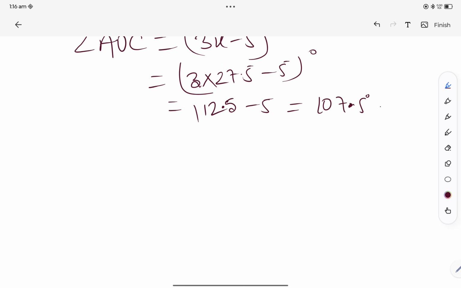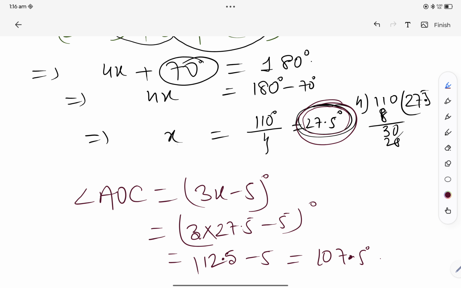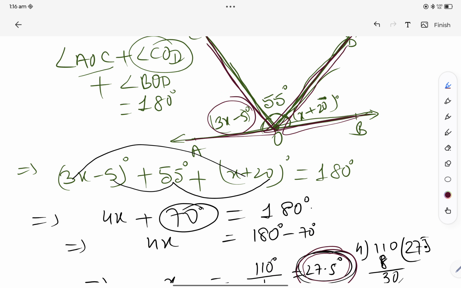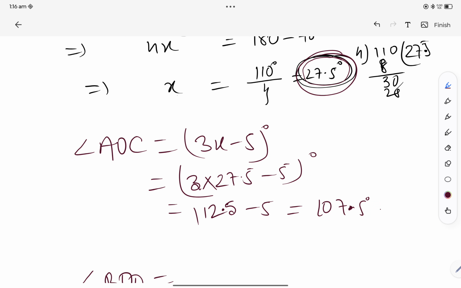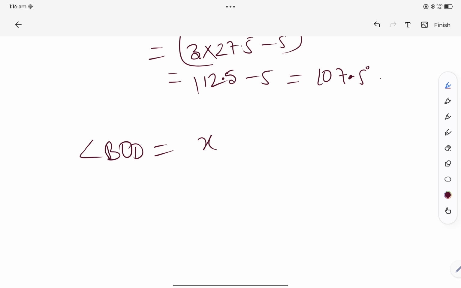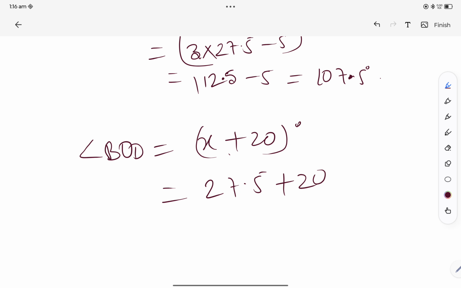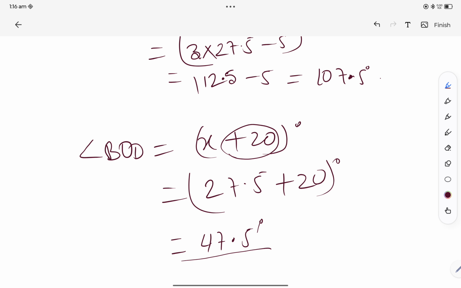And we have to also compute the value of BOD, that is this angle. So BOD is equal to x plus 20 degrees. So this is x plus 20 degrees, and the value of x is equal to 27.5 plus this 20. So it gives you 47.5 degrees. So this is the answer and the value for the BOD.